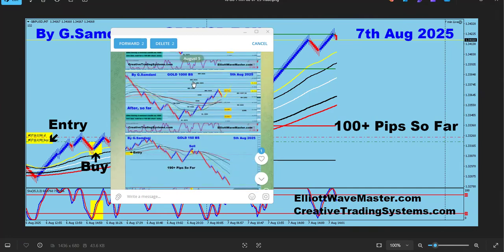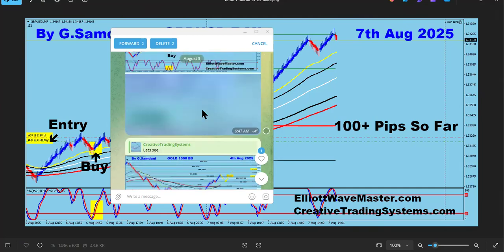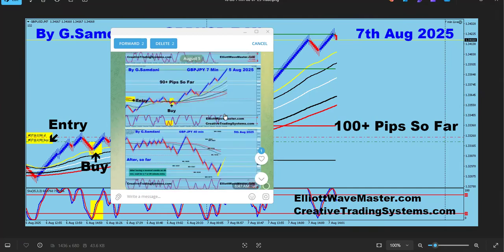This is how I constantly, every day, make a video, update and explain the setups, and post on Telegram for my subscribers, as well as individual charts, saying this is the setup and this is what we're supposed to do.